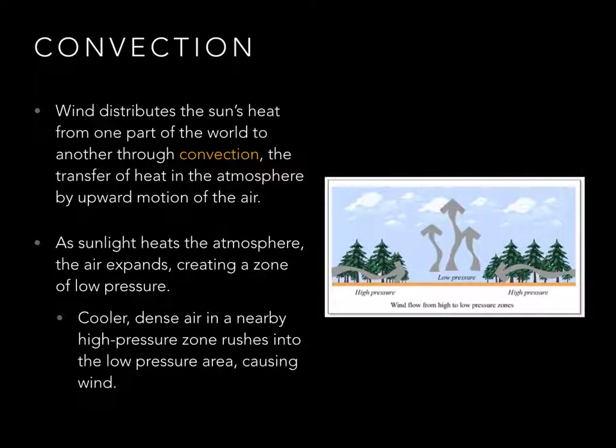Convection. Wind distributes the sun's heat from one part of the world to another through a process called convection. This is the transfer of heat in the atmosphere by the upward motion of the air. As the sunlight heats the atmosphere, air expands, and this creates a zone of low pressure. Cooler, dense air in a nearby high pressure zone then rushes into this low pressure area, and it causes wind and often storms too.